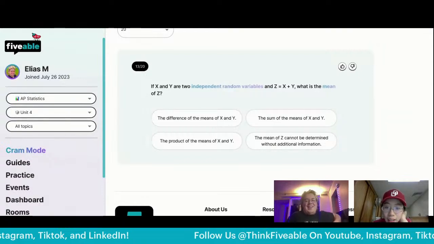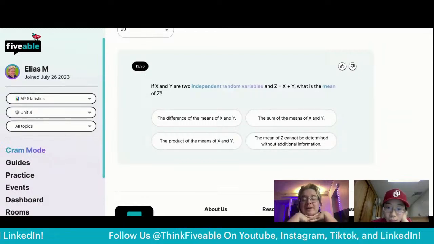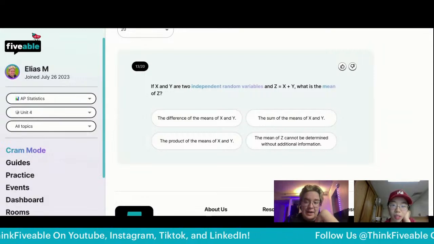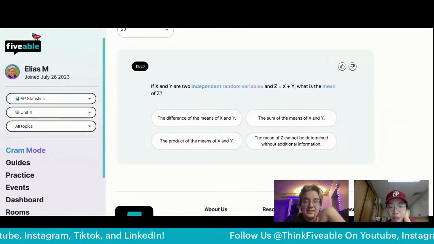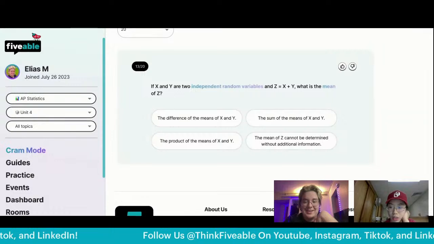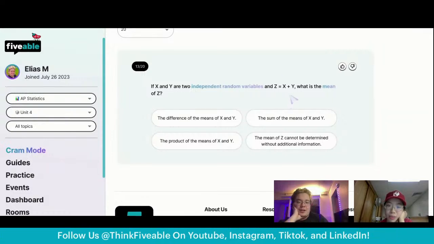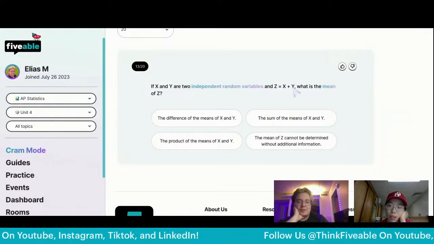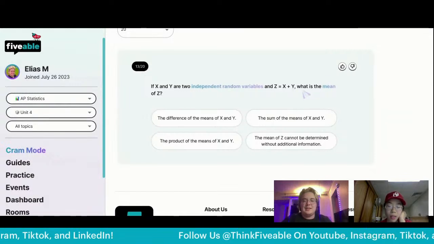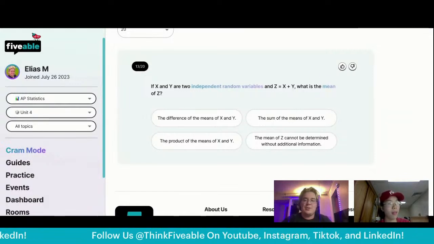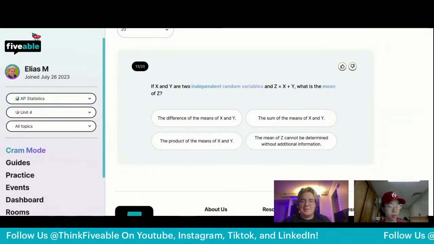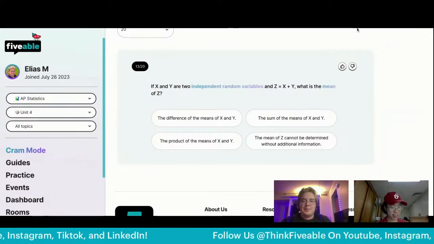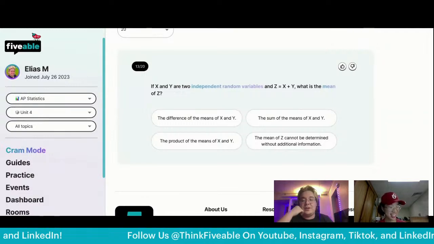If x and y are two independent random variables and z equals x plus y, what is the mean of z? That is a question. Thinking this through myself. It's okay to take time to think things through. Also, I haven't done this in 3 years, in my defense. Yeah, so maybe you guys are smarter than us. I mean, that's very possible.